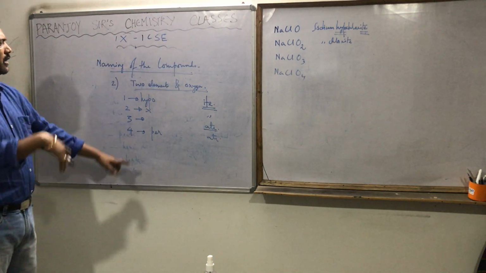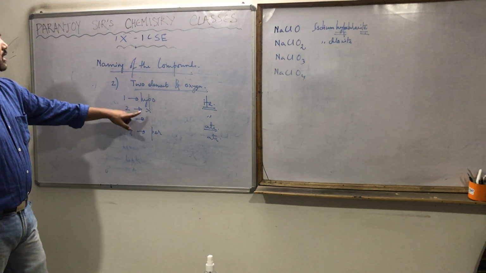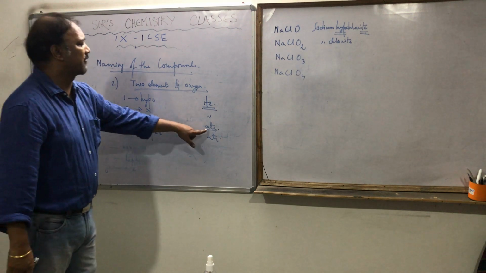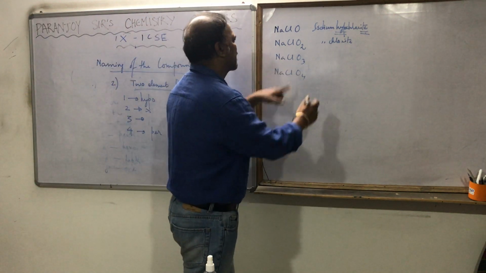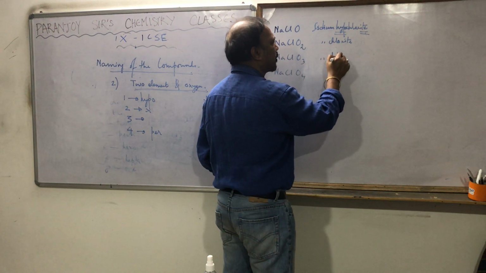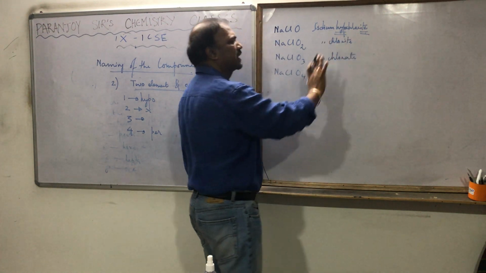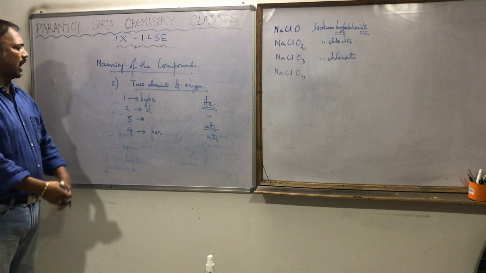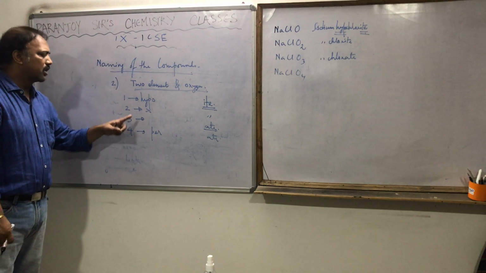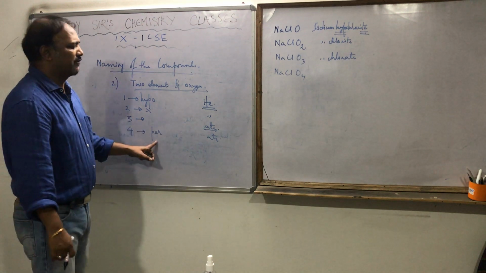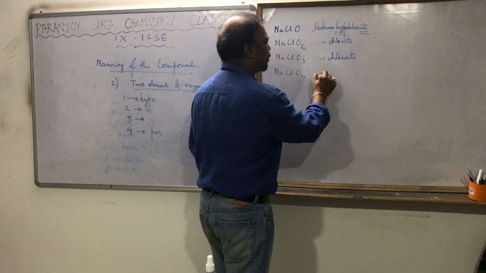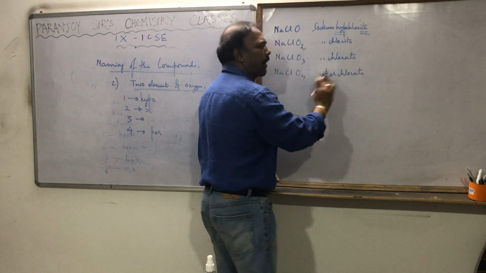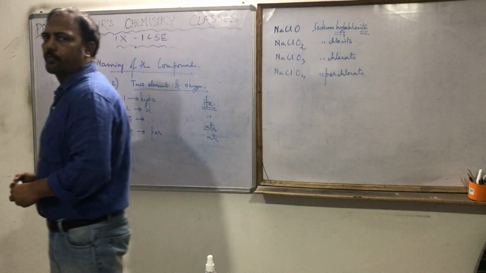Okay. Next one. If three are there, there is no prefix, and the suffix is ATE. So what should I write over here? Sodium chlorate. Chlorite it was there, now it is sodium chlorate. Is it clear? And the last one, if it is four, then comes per as the prefix and ATE. So it should be sodium perchlorate. Okay. Hope you understood this.